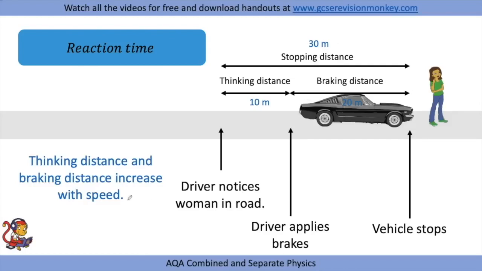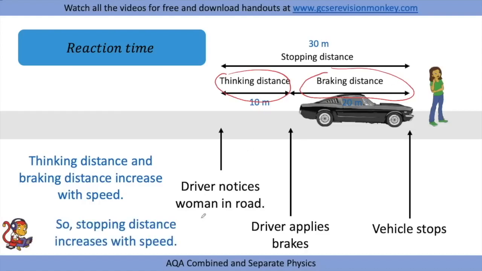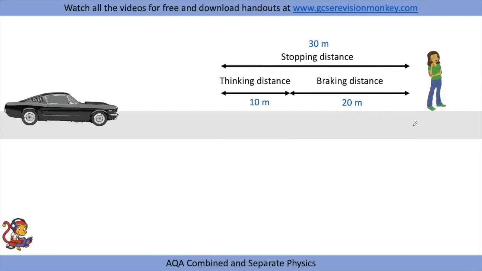Thinking distance and braking distance both increase with speed. So both of these sections here are going to get longer the faster you are going. And therefore stopping distance in total increases with speed, hence why you have lower speed limits in areas where there are more pedestrians. Certain things can affect thinking distance, including tiredness, that will increase the thinking distance.